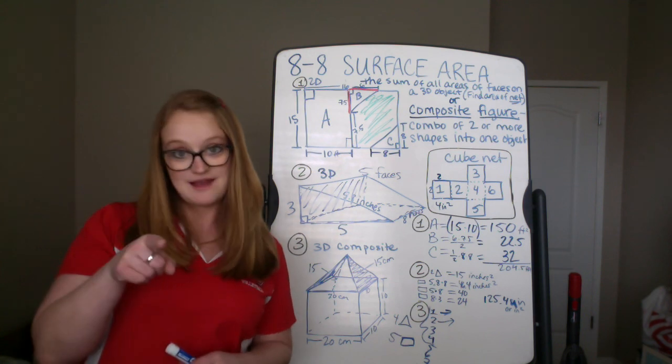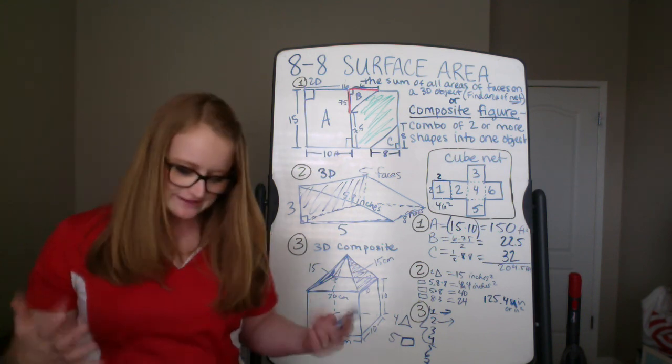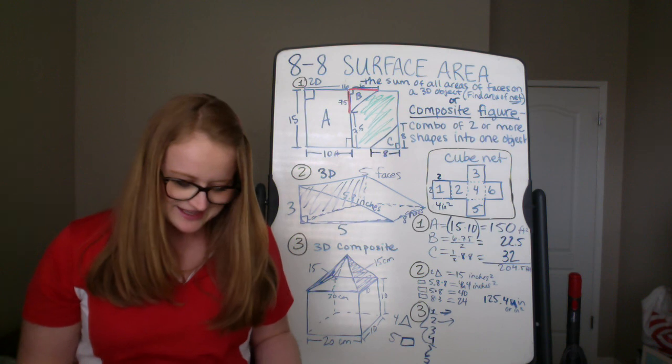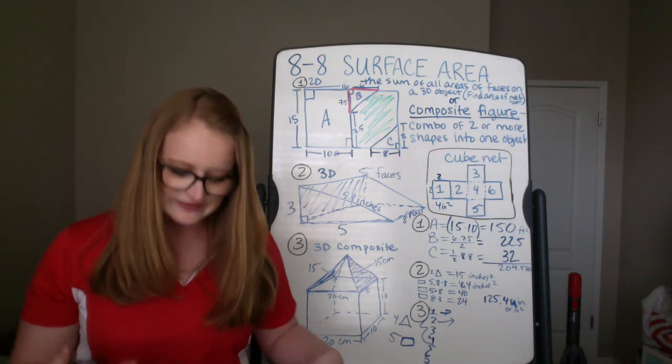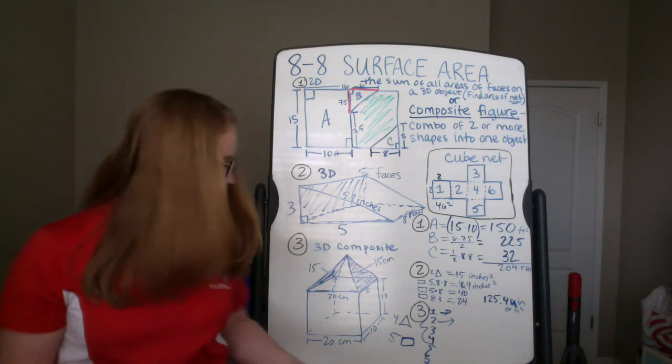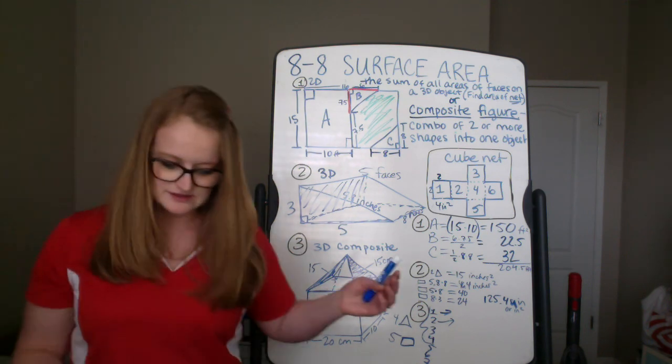So pause. Okay, so if you did it correctly, you should have added all of yours up to, what did I have? 1,450 centimeters squared.